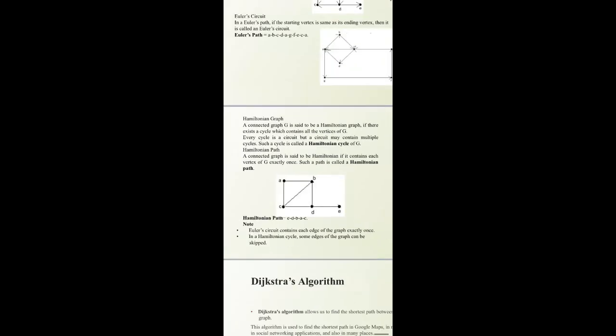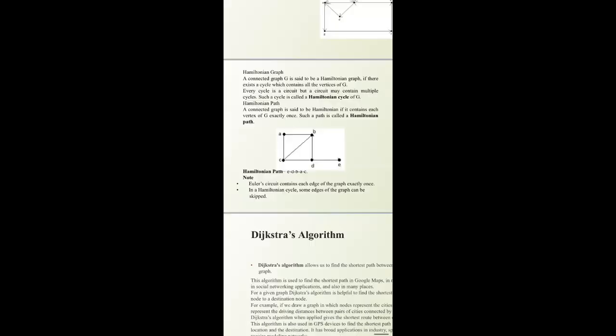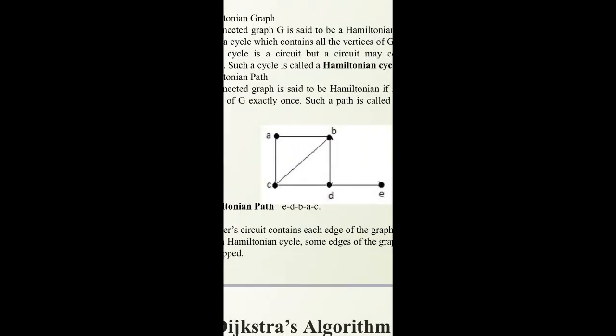Okay. A connected graph is said to be Hamiltonian if there exists a cycle which contains all the vertices of G. Every cycle is a circuit, but the circuit may contain multiple cycles. Such a cycle is called a Hamiltonian cycle of G. Next, Hamiltonian path: a connected graph is said to have a Hamiltonian path if it contains each vertex of G exactly once. For example, if we move from A, B, C, D, E, every vertex is covered exactly once. Clear?